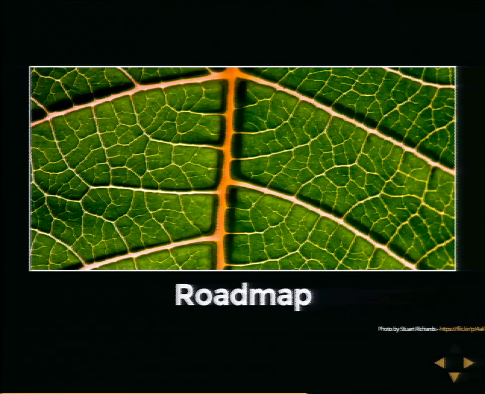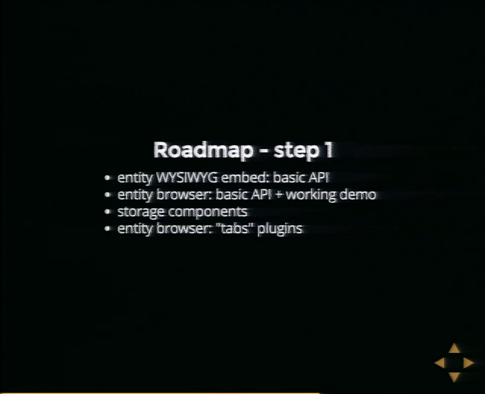Yeah, so we have a roadmap. We don't have delivery dates yet. But basically in step one, we need WYSIWYG embeds to do the basic APIs, namely we need the text filter that converts DOM elements with data attributes to the actual rendered node or any entity. We need an entity browser that has a basic API and a working demo. Storage components are a crucial part, and a plugin system for these steps that they've mentioned for the browser.